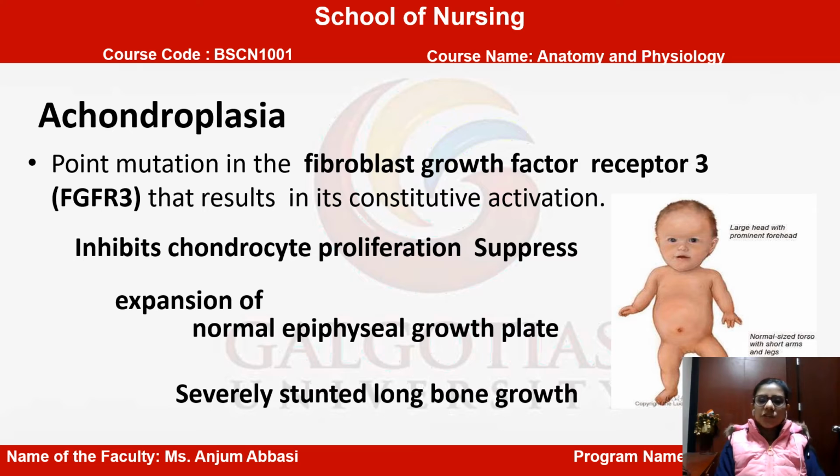There is a point mutation in the fibroblast growth factor receptor 3, that is known as FGFR3. It results in its constitutive activation. Next, it inhibits chondrocyte proliferation, suppresses expansion of the normal epiphyseal growth plate and severely restricts long bone growth. So generally it is found in long bone and it inhibits the growth of the bone because the bone is not in its normal fashion. It has been turned into a different shape.